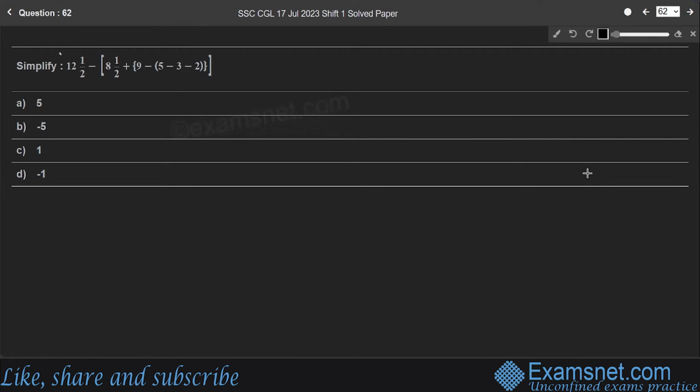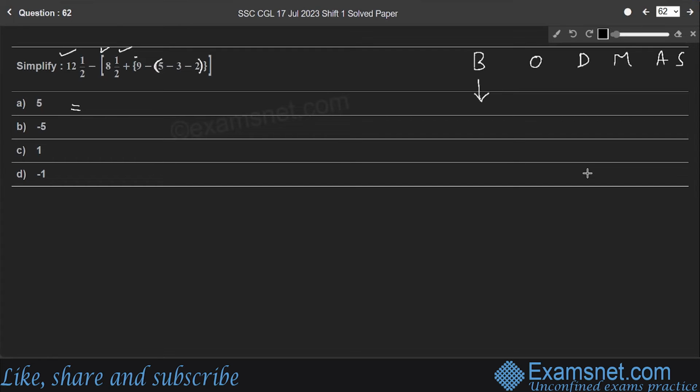Question 62. Simplify the given expression 12 integer 1 by 2 minus, inside the bracket, 8 integer 1 by 2 plus, again inside the flower bracket, 9 minus 5 minus 3 minus 2. So students, in order to solve such type of mathematical expressions, it may be an equation, we need to follow the BODMAS rule, according to which first remove the brackets part. There are three types of brackets here. So first remove the bracket which is innermost, right?